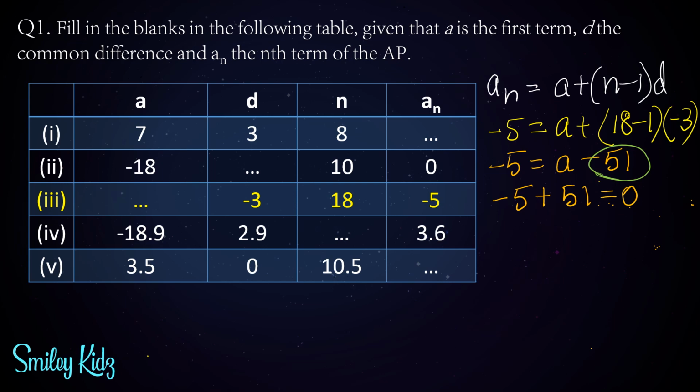What is minus 5 plus 51? So this is minus 5 plus 51 is equal to A, and A will turn out to be 46, and which is positive because the bigger number sign is positive over here, isn't it? So what is the value of A? The value of A is 46.